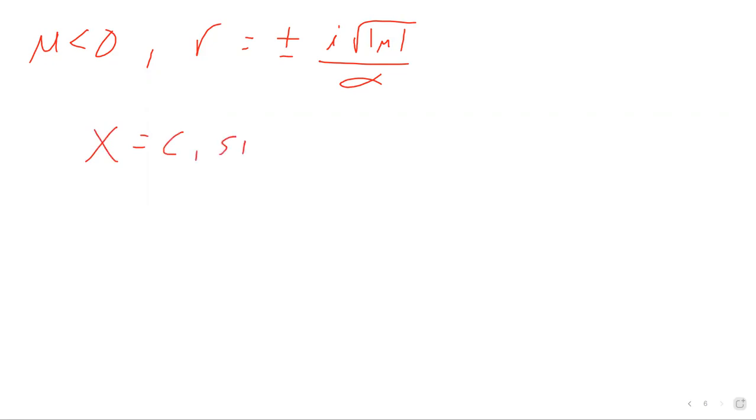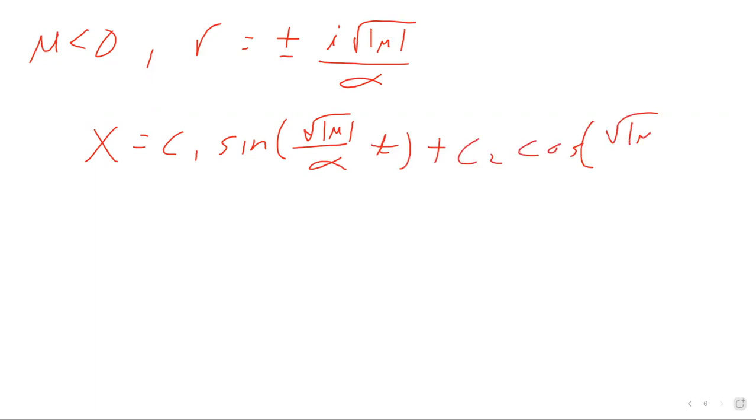What happens when mu is negative? So in this case, our r is going to be plus or minus i square root of the absolute value of mu, because now we want to avoid the negative under the square root. And so our X equation is C1 sine of square root of absolute value of mu over alpha times t, plus C2 cosine of that same thing.